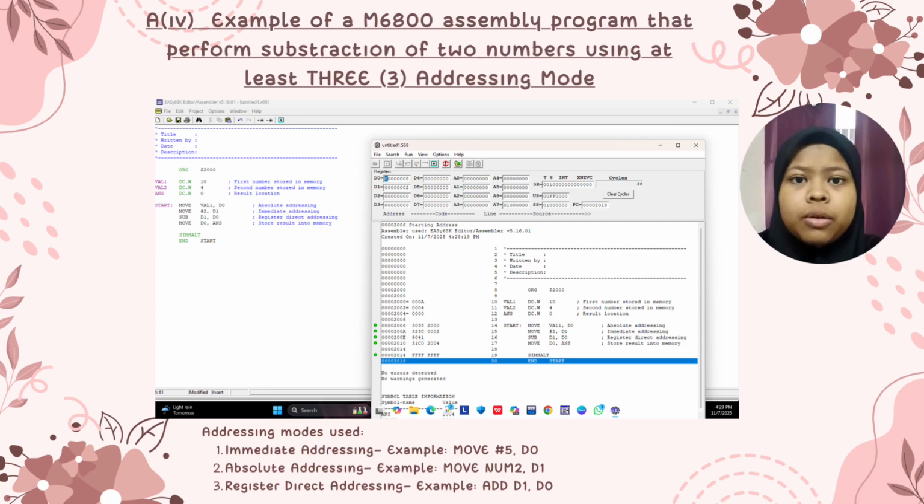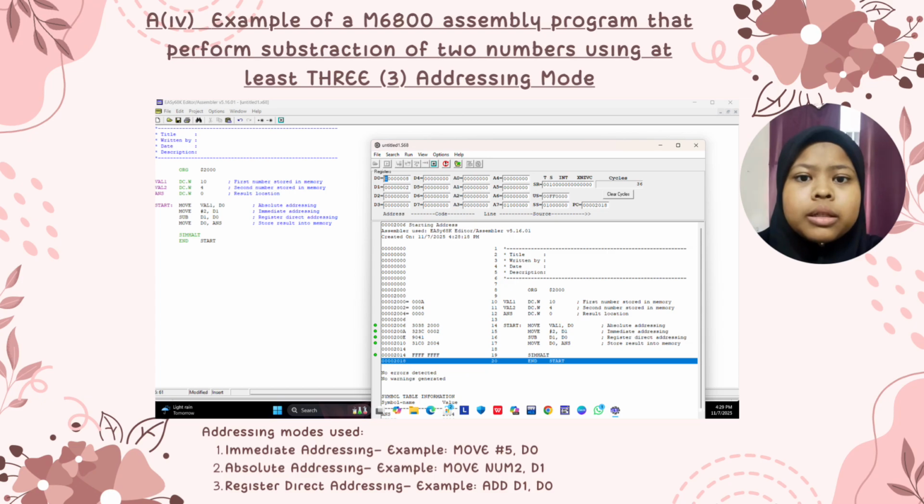For question 4, I wrote an M68K assembly program that performs subtraction of two numbers using three different addressing modes. The first addressing mode I use is absolute addressing. According to the table, this mode uses an actual memory address as a source or destination. In my program, the instruction move val1, D0 uses absolute addressing because the value is taken directly from the memory label val1 and moved into register D0.